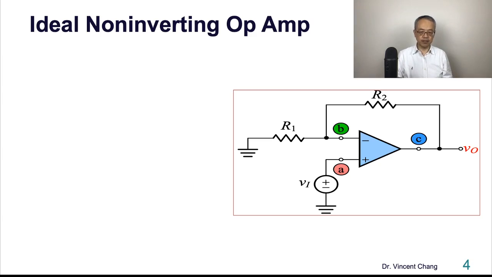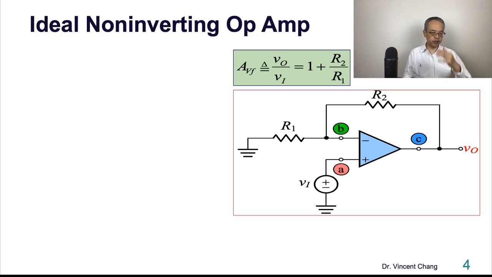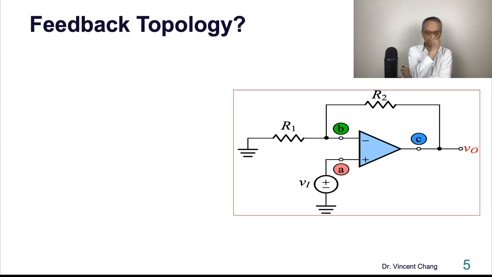Let me just use analysis by inspection. The non-inverting terminal voltage is VI. The inverting terminal voltage is the divider from the output, so VO times a ratio. What ratio? R1 divided by R1 plus R2. Then equate these two voltages together. The inverting terminal voltage equals the positive terminal voltage, which gives us this answer. So the closed loop gain is 1 plus R2 over R1. This is the ideal non-inverting op amp.